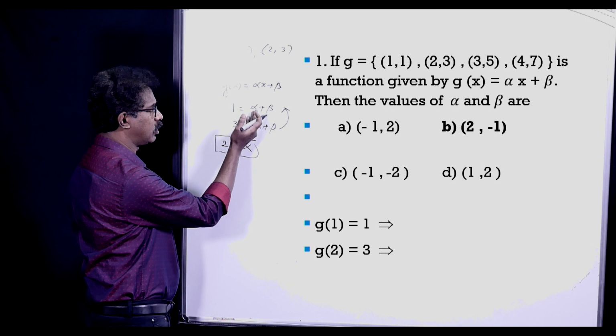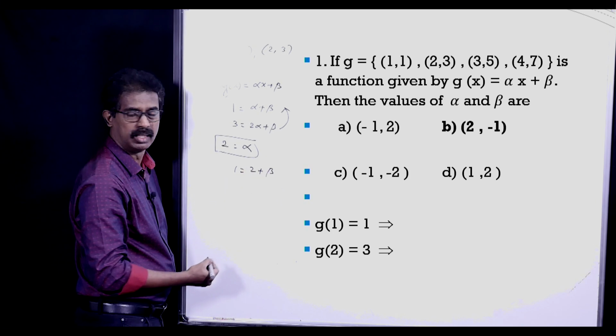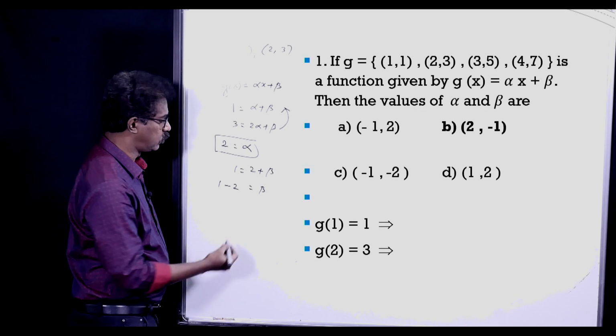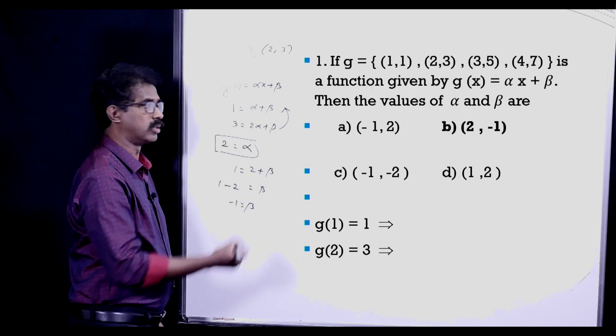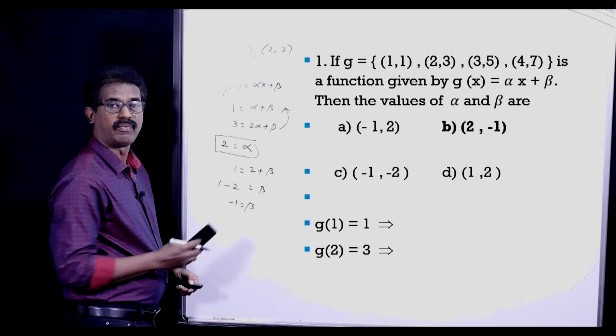Even if you find beta, you can find it. Alpha value 2, substitute here. 1 is equal to alpha value 2, 2 plus beta. So beta is, bring that 2 here, 1 minus 2, so minus 1 equals beta. So the correct answer is 2, minus 1. Now we go for the second question.